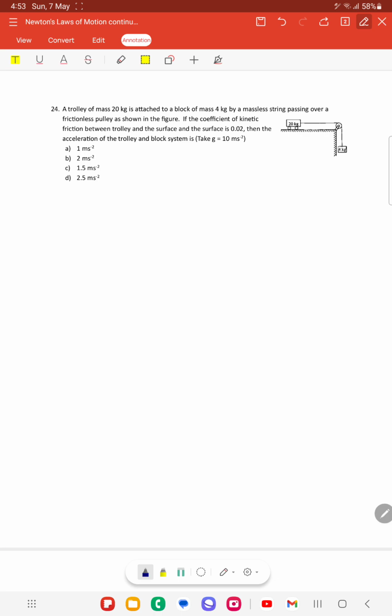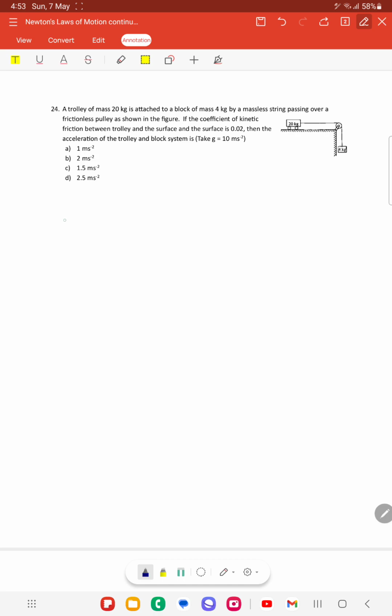Question number 24. A trolley of mass 20 kg is attached to a block of mass 4 kg by a massless string passing over a frictionless pulley, as in the figure. If the coefficient of kinetic friction between the trolley and the surface is 0.02, then the acceleration of the trolley and the block system is given. g is 10 meter per second square. So let us consider the forces acting.